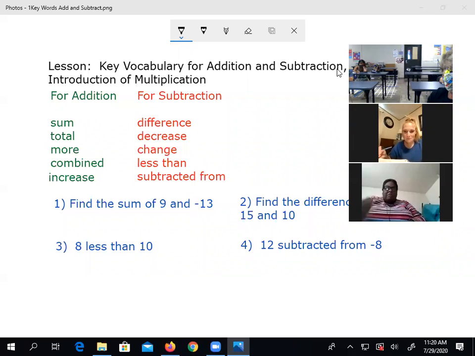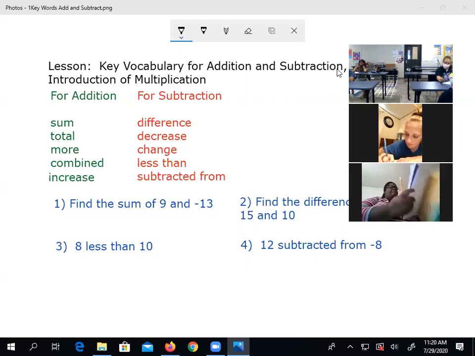So this lesson, again, is on key vocabulary for addition and subtraction. This lesson is also going to talk about multiplication. On the GED test, it's going to have a lot of reading on it, so you need to make sure you pick up on some key vocabulary words.